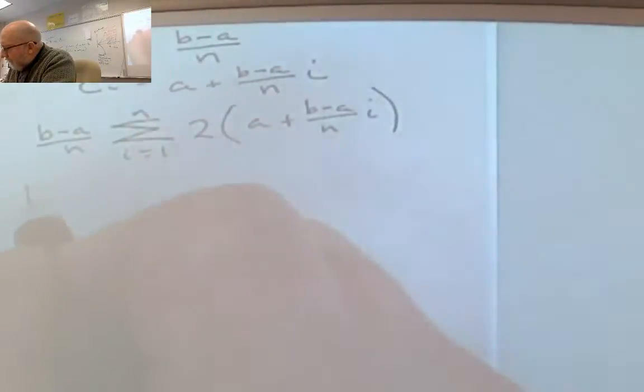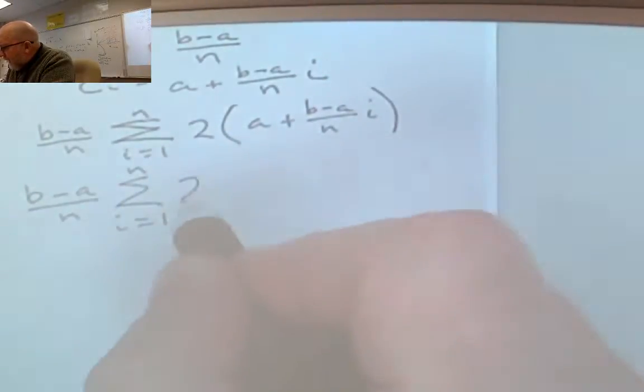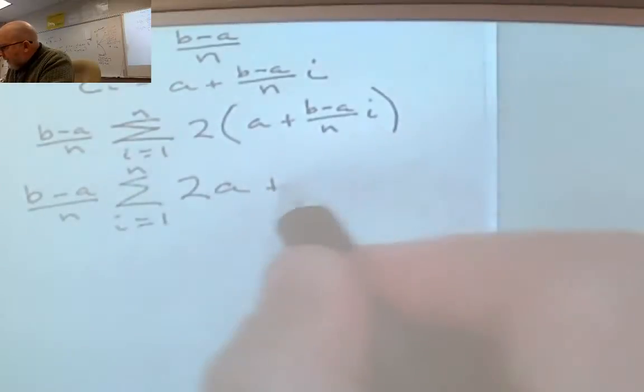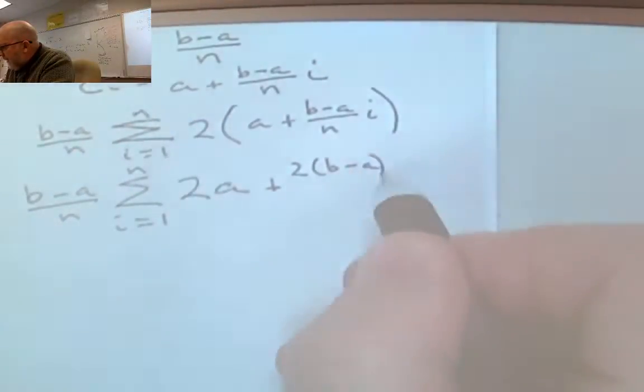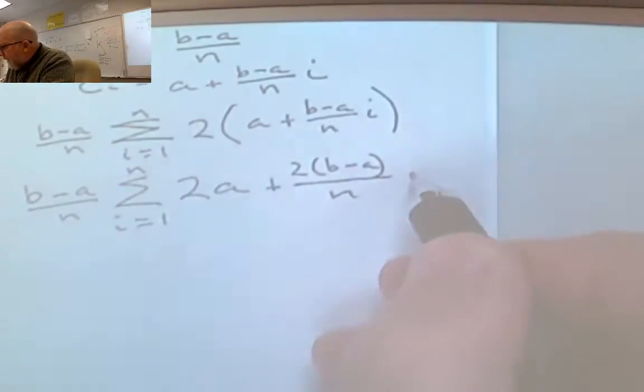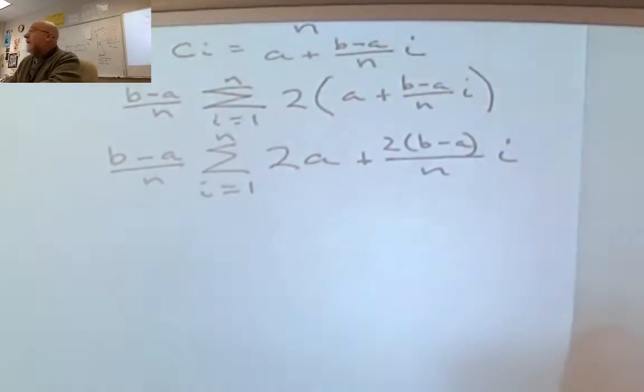So this gives me B minus A over n. And Cameron, I'm going to distribute this. Is that okay? That's fine. And I get 2A plus 2 times B minus A over n times i. Would you agree with that? Yes. Hannah, still seeing it okay?